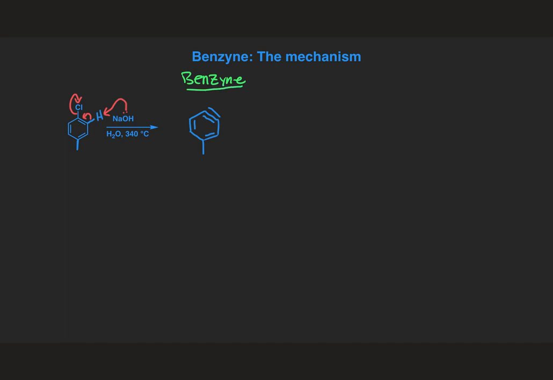Benzyne is a benzene ring in which one of the double bonds has now become a triple bond. This should ring alarm bells everywhere. This is a highly unstable intermediate. Having a triple bond in the middle of a six-membered ring is very, very difficult. And so this is going to react with just about anything. In this case, we just formed water. And so water can attack this carbon, like so.